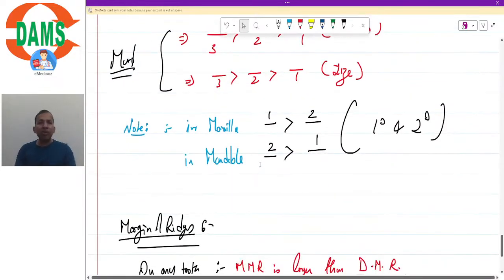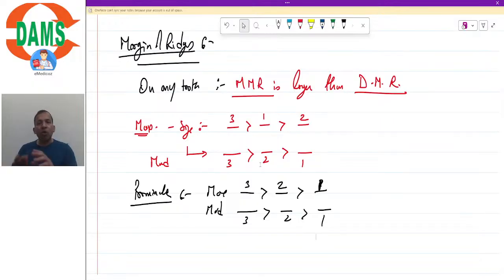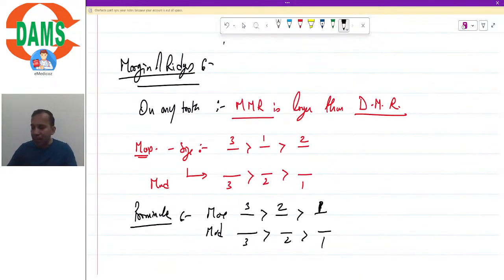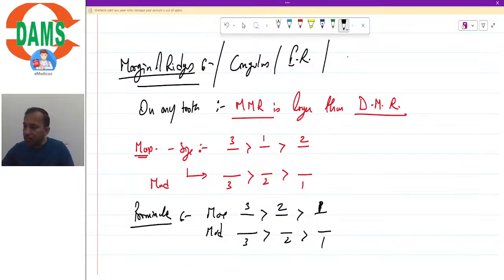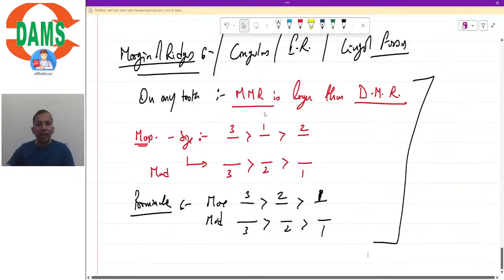So whatever the lingual feature we are discussing, be it marginal ridge, incisal ridge, lingual fossa, or cingulum, all these features will follow this same trend. There is no exception, right? So whether you write marginal ridge, cingulum, incisal ridge, or lingual fossa, these are the features seen on the lingual surface, isn't it? You can write any of them, and the sequence would remain the same.